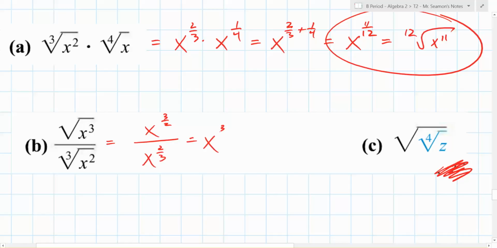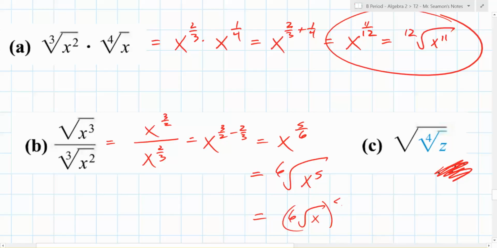So it's going to be x to the 3/2 minus 2/3, which is x to the 5/6. You could write that if you wanted to, the 6th root of x to the 5th, which is also the 6th root of x all raised to the 5th. It's all the same.